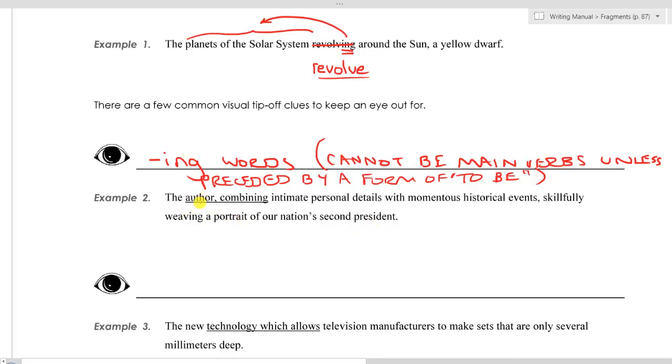So in example 2, press pause if you want to do it on your own. The way that we would change it, example 2 is a fragment. All we have here is the author combining intimate personal details, skillfully weaving a portrait.